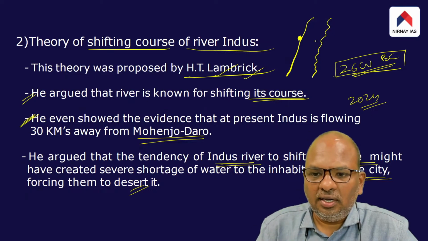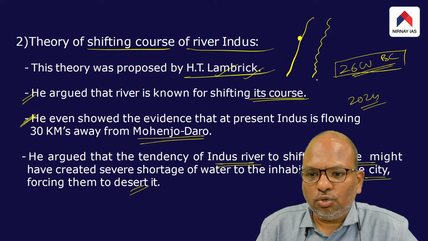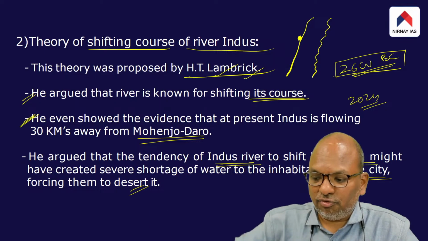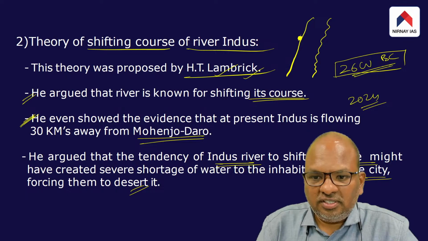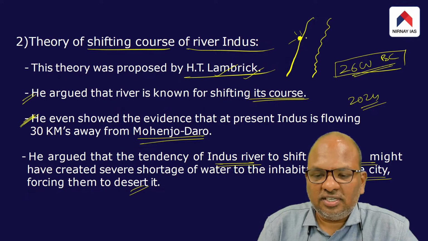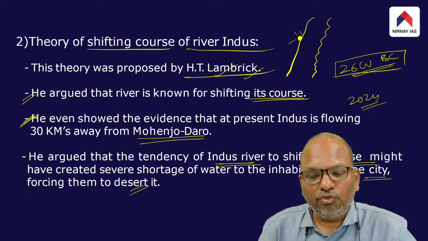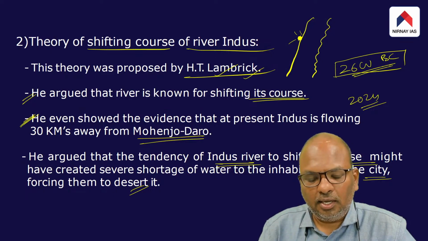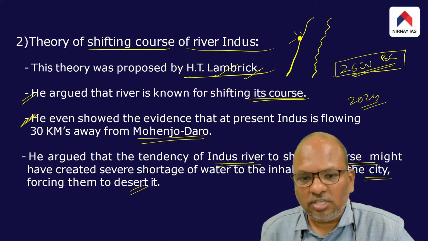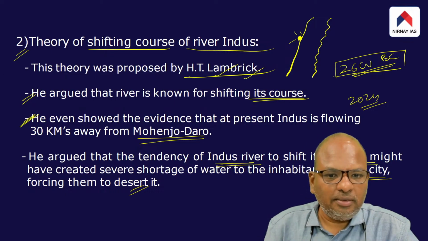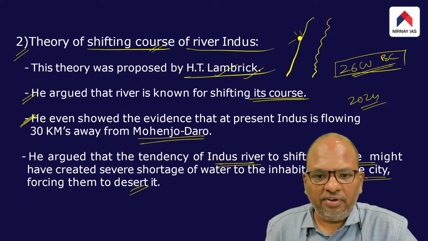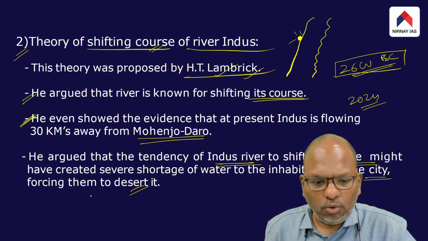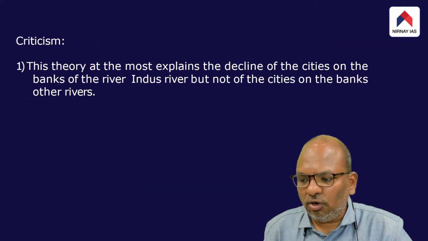For example, if river Indus had changed its course and is flowing in some other region, the people of the cities might have started experiencing severe water shortage, forcing them to desert the cities and migrate to some other areas. That was the argument presented by H.T. Lambrick. Call this the shifting course of river Indus, or shift in the course of river Indus.